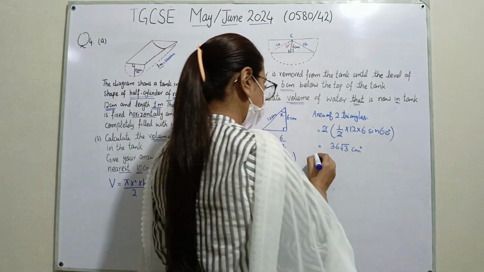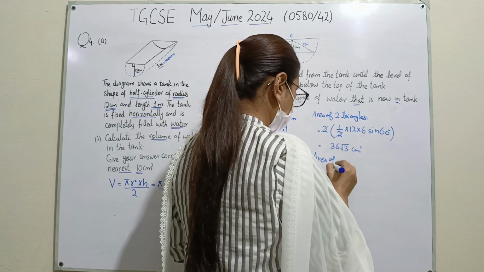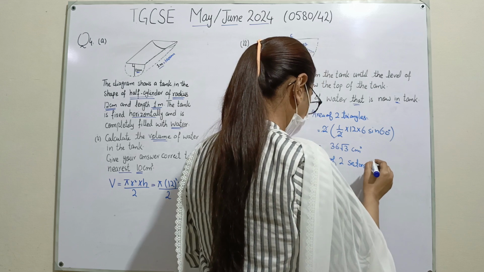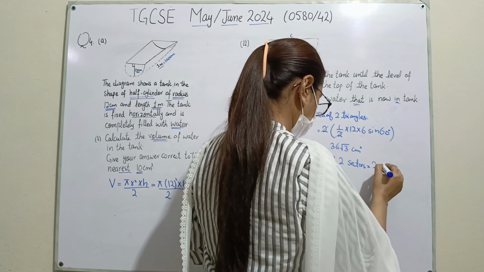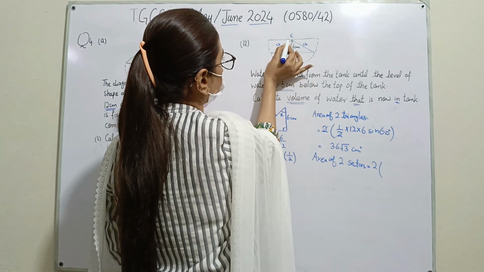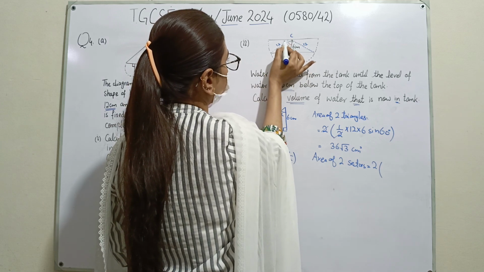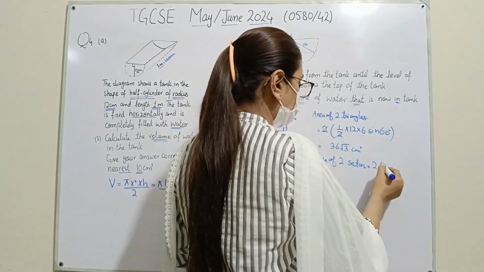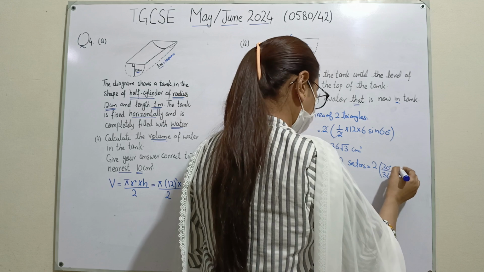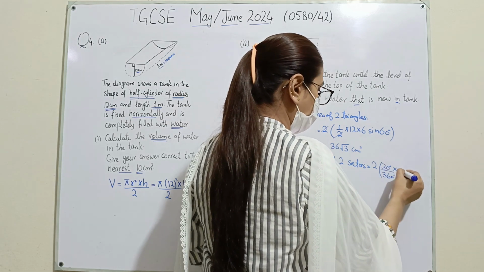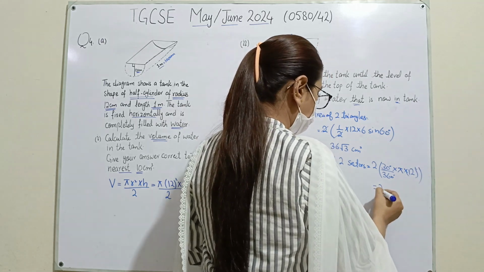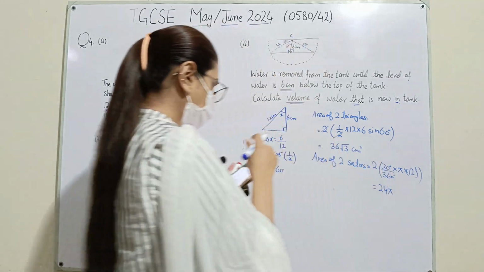Now you have to calculate the area of two sectors, which will basically equal 2 into theta by 360. Now you have to calculate this theta. As the whole angle is 90, if this is 60, this will be 30 degrees. So 30 degrees by 360 degrees, this is a formula based question, multiplied by pi r square, and the value of r is 12, so 12 square. After calculating it, you will have your answer as 24 pi.